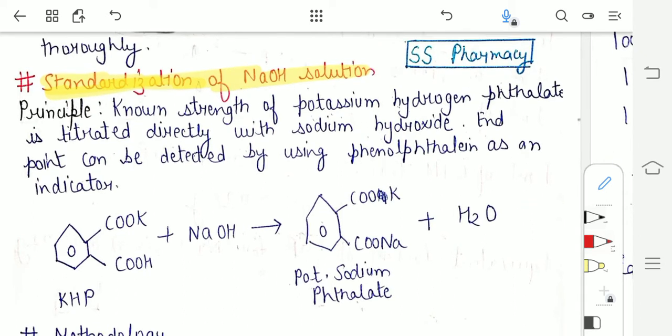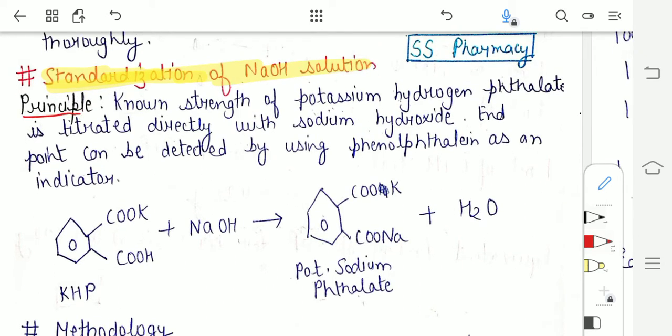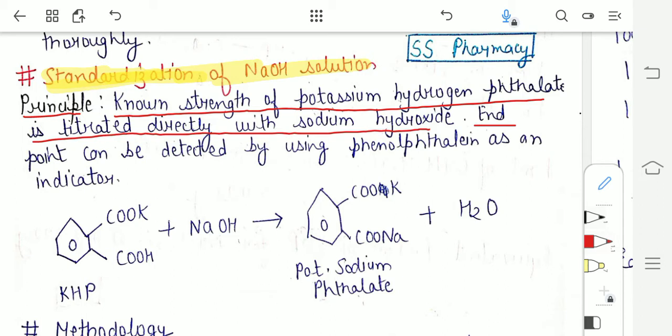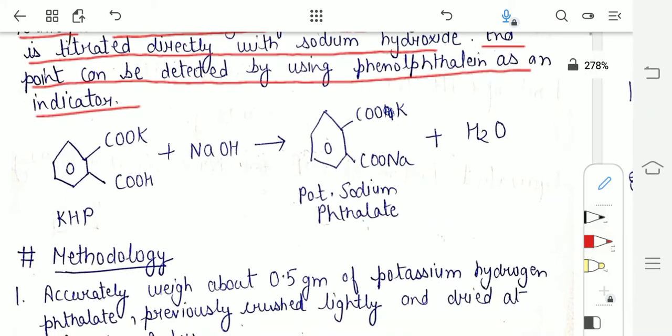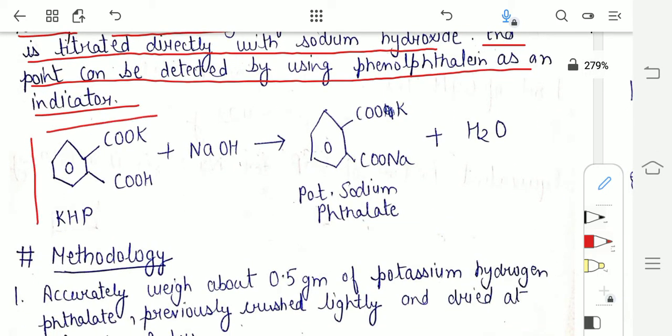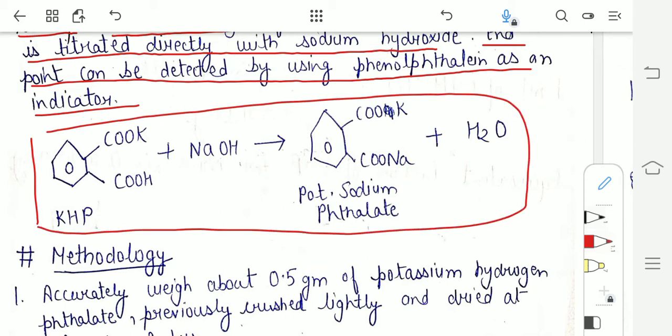Let us begin with the principle. Firstly, a known strength of potassium hydrogen phthalate is titrated directly with sodium hydroxide. The endpoint can be detected by using phenolphthalein as an indicator. This is the simple principle of the titration, and here I have given the chemical reaction. You can see this is KHP, which stands for potassium hydrogen phthalate. When it reacts with sodium hydroxide, the compound we get is potassium sodium phthalate, along with water.